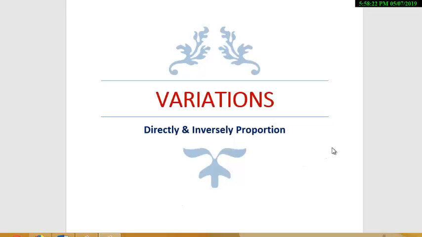In this video, we are going to discuss the variations. Basically, there are two types of variation. One is called directly proportion and second is called inversely proportion. Right now, we are not going into details what the directly and inversely proportion basically are. Here, our intention is how to solve the questions of both of the variations.